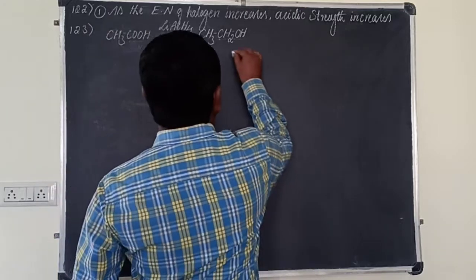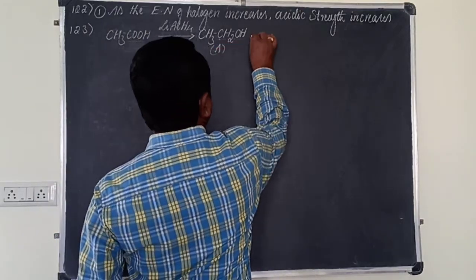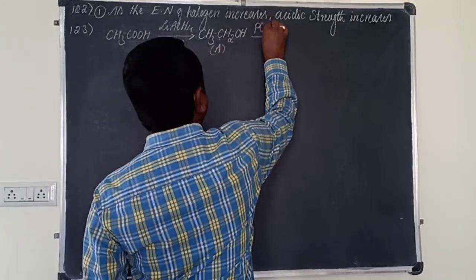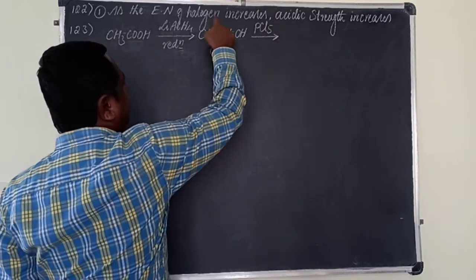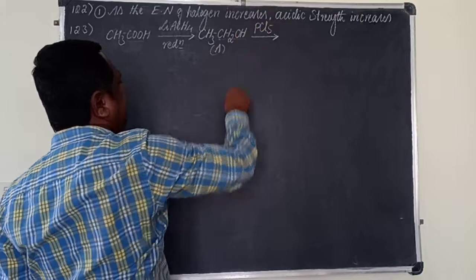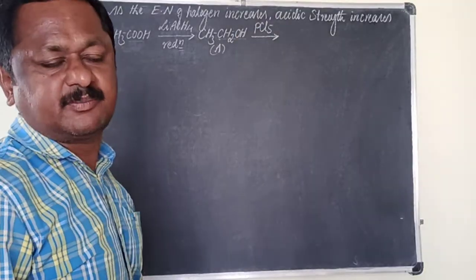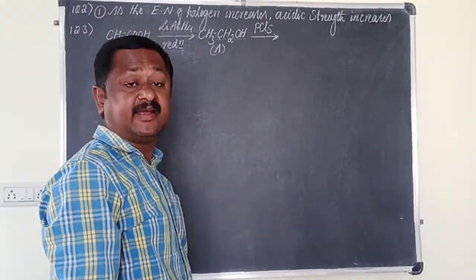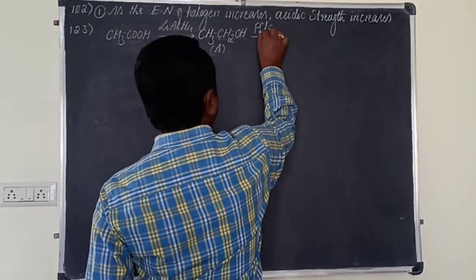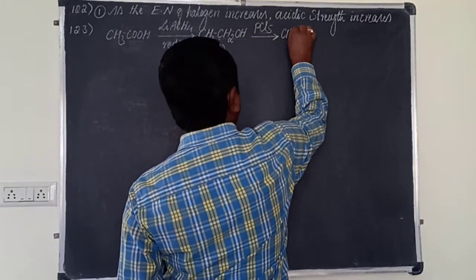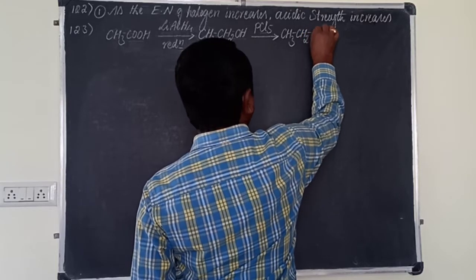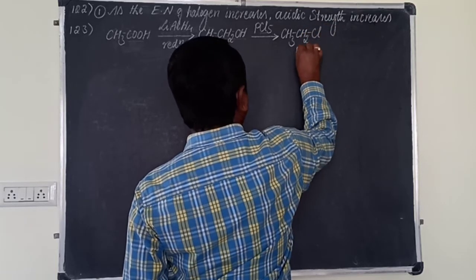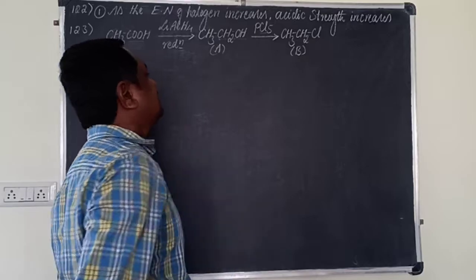Ethanol reacts with PCl5. In this question, organic compounds containing the OH group, when treated with PCl5, PCl3, or thionyl chloride, the OH is replaced by Cl. We get ethyl chloride.